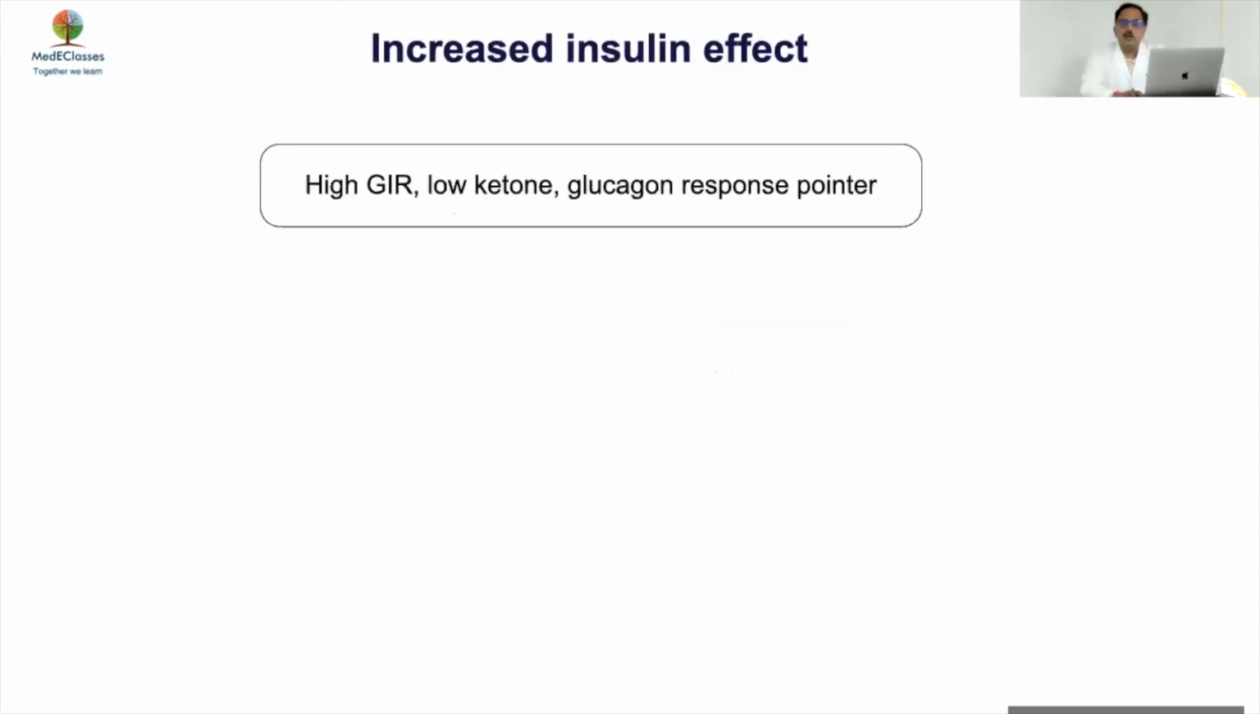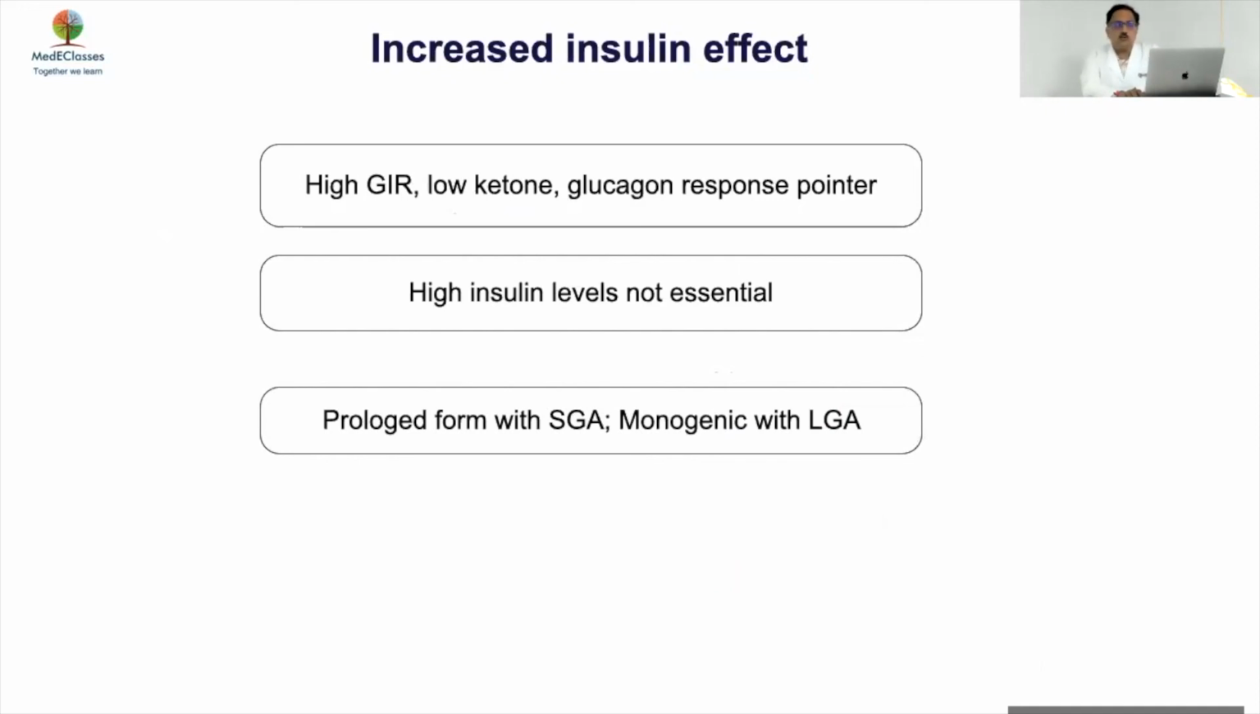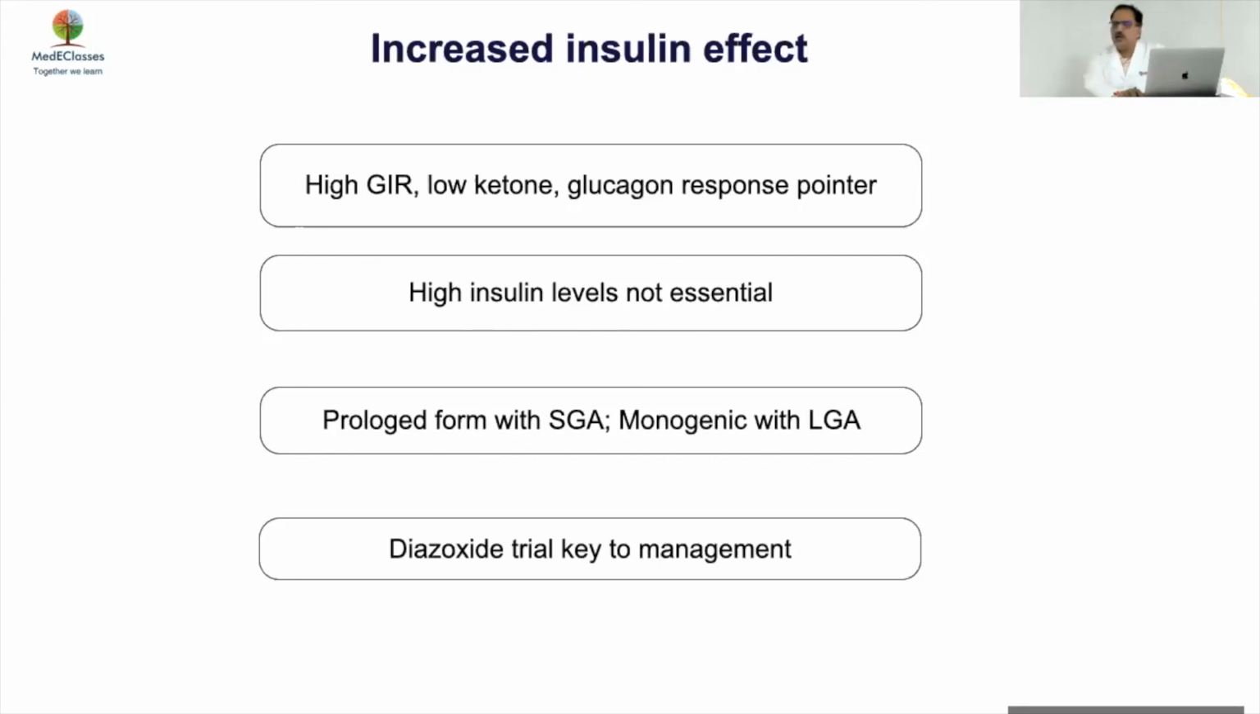So increased insulin effect should be considered if you have a high GIR, low ketone, hepatomegaly, hypokalemia, and glucagon response, which is very important. High insulin levels are not essential. 18% of children with hyperinsulinism will not even have detectable insulin. So this is important. Very importantly, SGA, you have to think of a prolonged form. LGA, think of a potassium ATP channel defect. And diazoxide is the key. So immediately start diazoxide and see the response, which will give you the clue in that perspective.